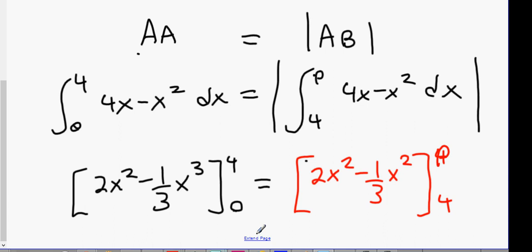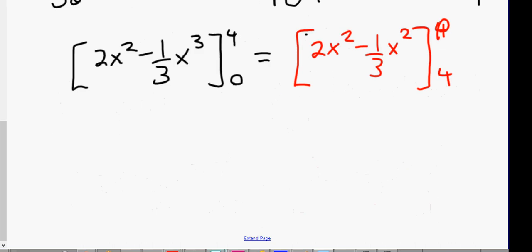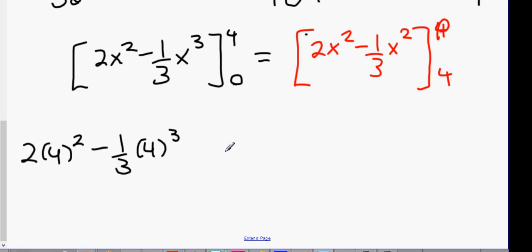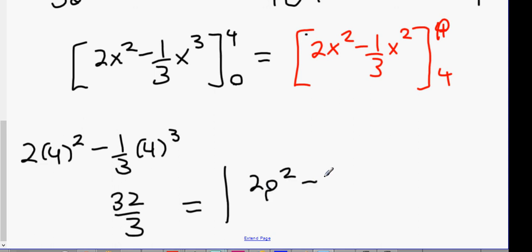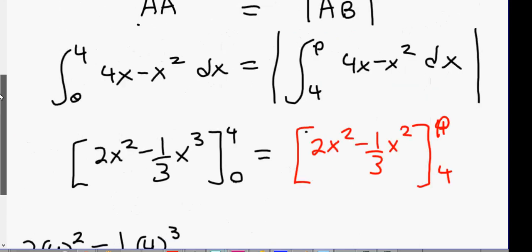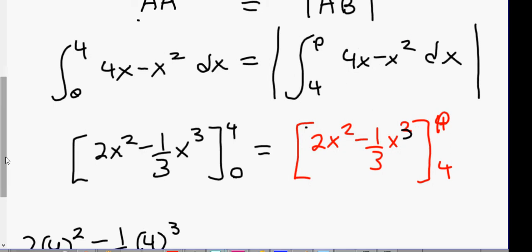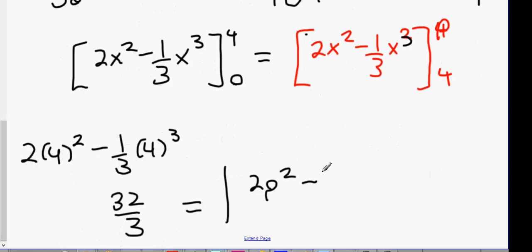Now, integrate away. The second part is going to be negative, so we're just going to get 2 times 4 squared minus a third 4 cubed. Does anybody know what that is? 32/3. 32/3 is therefore going to be equal to, now replace it with P, 2P squared minus a third P cubed.